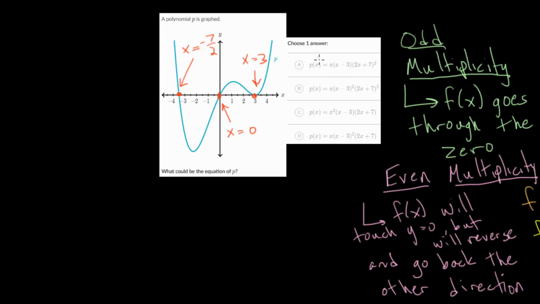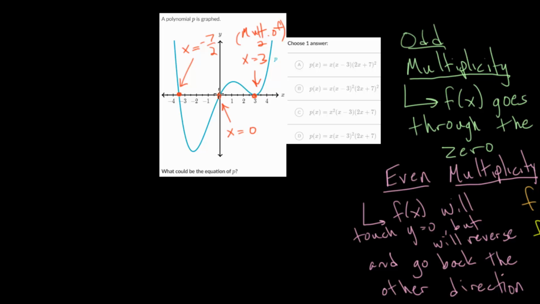And looking at our answer choices, notice that the highest exponent in each of these is 2. So we don't have to worry about degree 3 or degree 4 or above multiplicity. We can just focus on multiplicity of 1 or 2 for now. So at x equals 3, we would say that this has multiplicity of 2. Since, again, it comes down and it touches, but it does not go through this x-axis here.